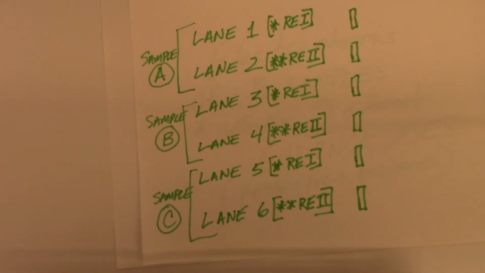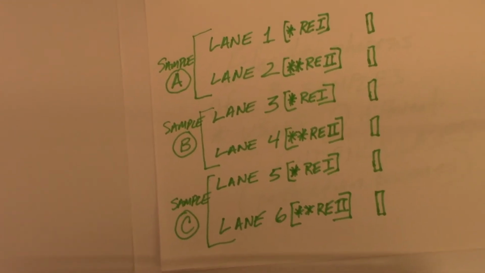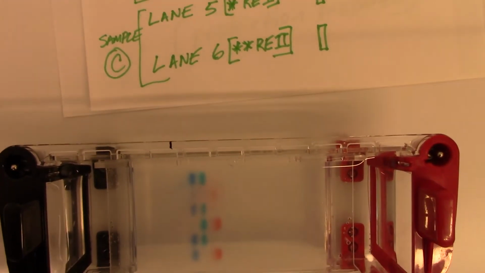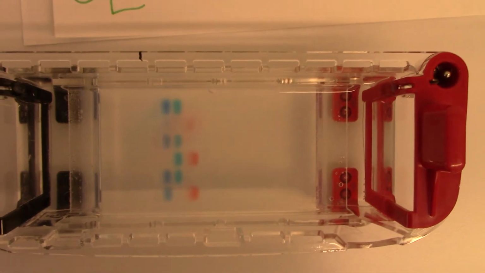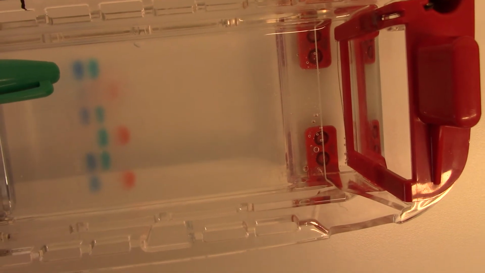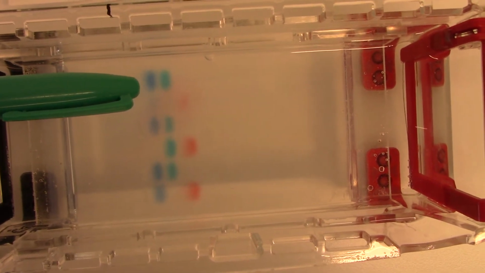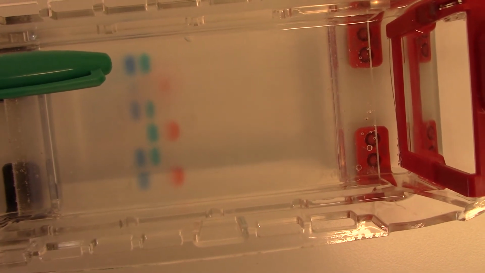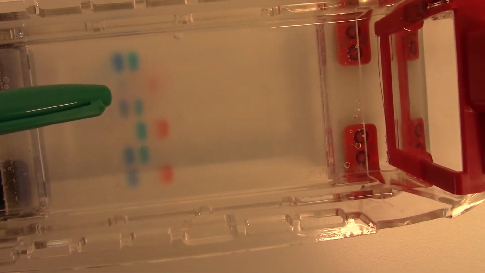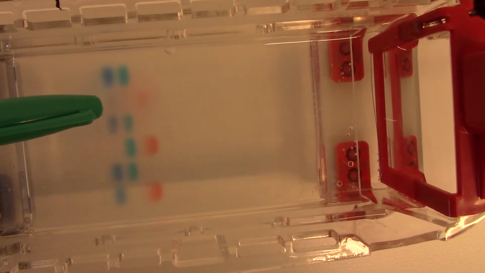Now let's look and see how this turned out. I loaded the gel, I ran the gel, and the results look like this. I have lane 1, sample A, cut with restriction enzyme number 1. I have lane 2, sample A, cut with restriction enzyme number 2.